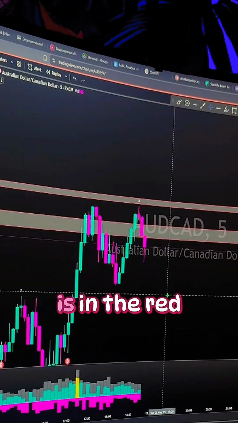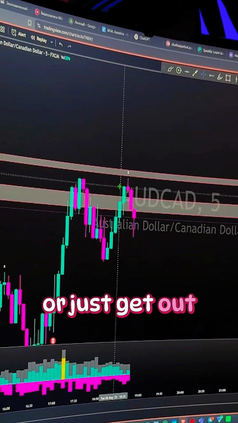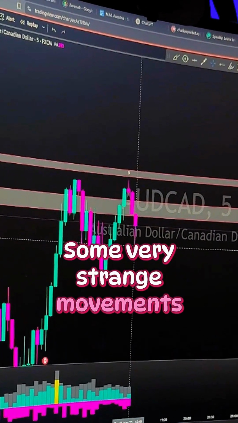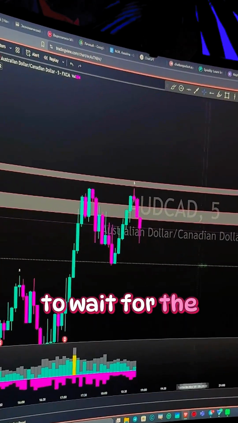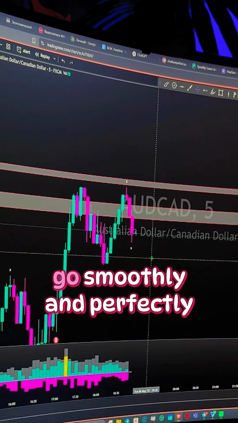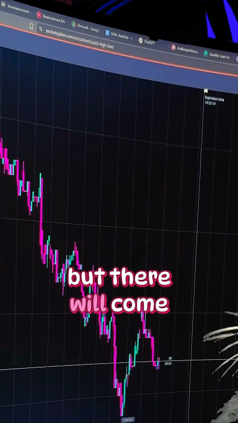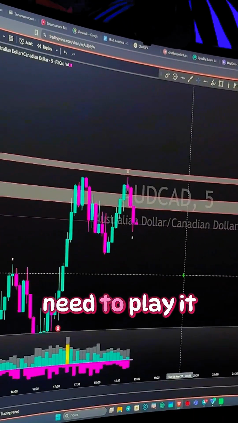So what's next? My second averaging trade is in the red. I'm sitting here thinking about whether to go for a third averaging trade or just get out of here altogether. Some very strange movements have started happening here. I think the right thing to do is to wait for the candle to close and then draw some conclusions. You see, everything can go smoothly and perfectly, but there will come a moment when you end up in a tough situation like this. And that's when you need to play it right.